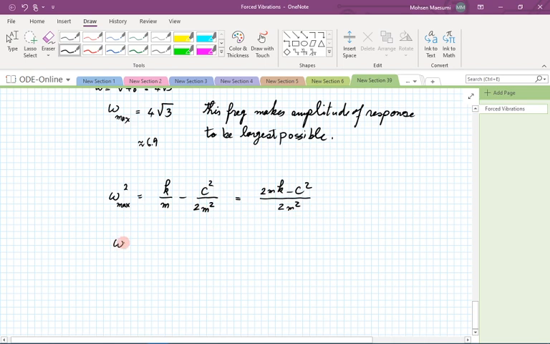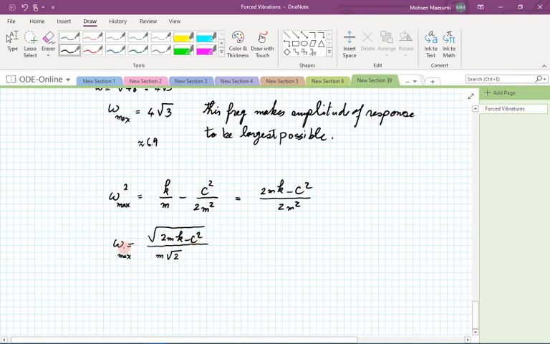So omega itself becomes the square root of 2mk minus c squared over, well, you can take the 2 out, and radical 2. That's the frequency that leads to highest response. Of course, this has to be positive for the whole thing to work.